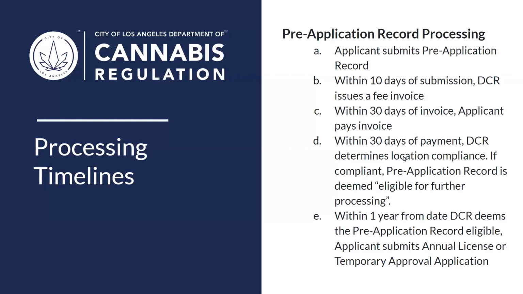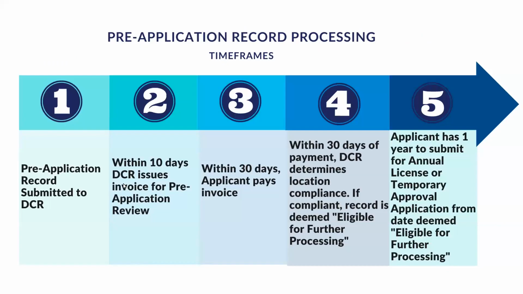And if the pre-application review record is deemed eligible for further processing, then the prospective applicant has up to 1 year from the date that it's deemed eligible for further processing to submit an annual license or temporary approval application. Of course, with the phasing out of the temporary approval application process, folks that are new into our process will most likely be applying for an annual license.